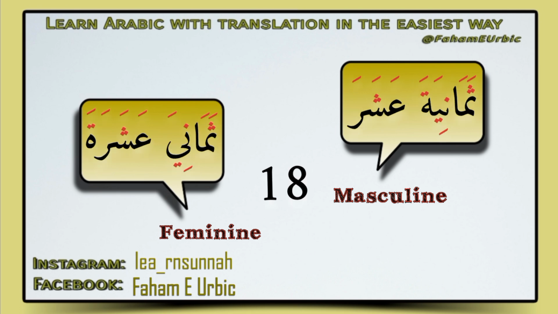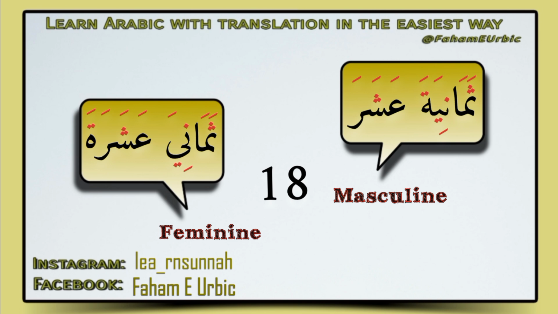In masculine form, the number 18 will be ثمانية عشر. But in feminine form, the number 18 will be ثمانية عشرة.